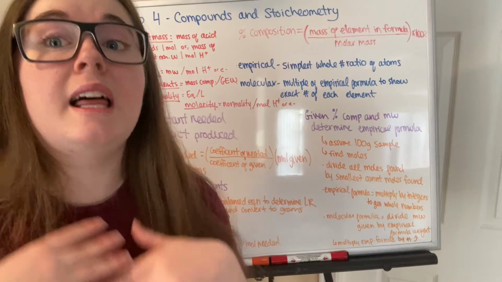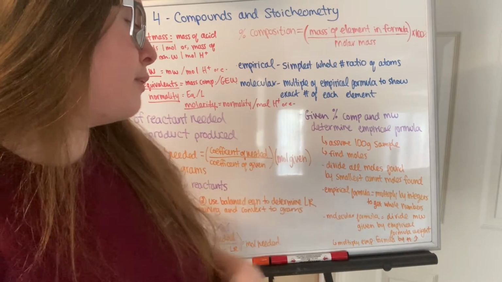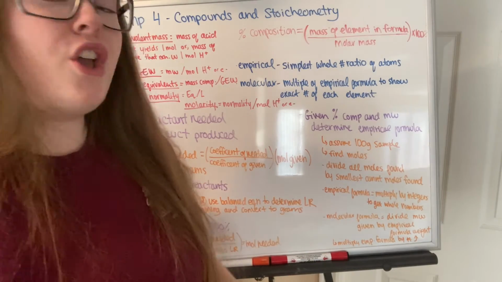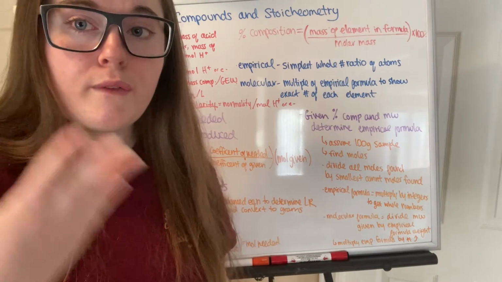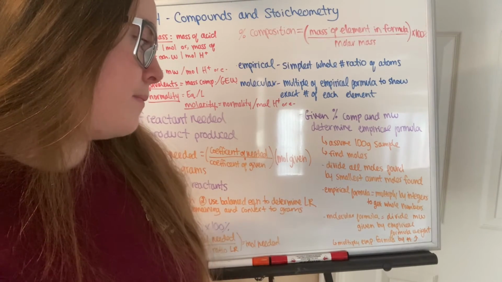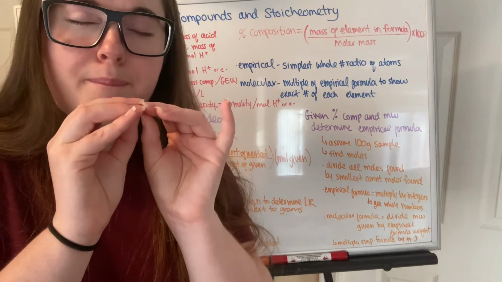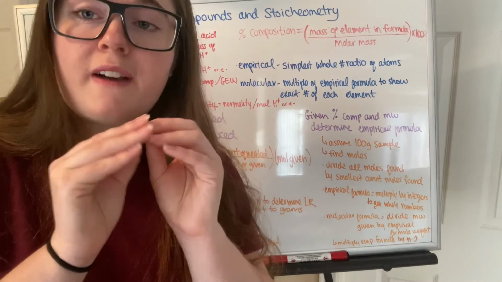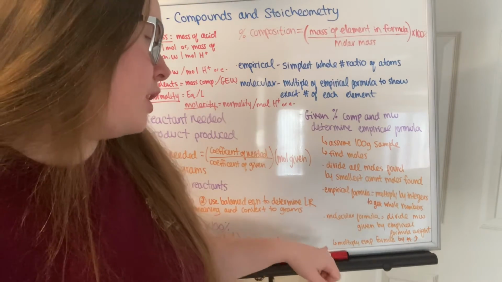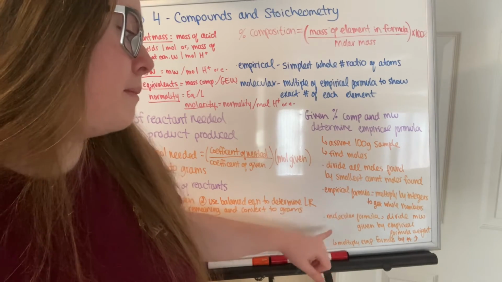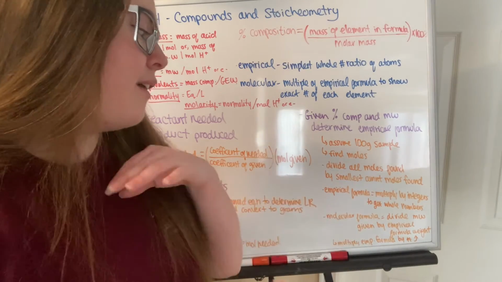Then if you had to find the molecular formula from that, so that was for the empirical formula. Now if we have to find the molecular formula, you would find the empirical formula that you just found, and you'd find the molecular weight of that. And then you would multiply the empirical formula by the number that you found from that molecular weight.